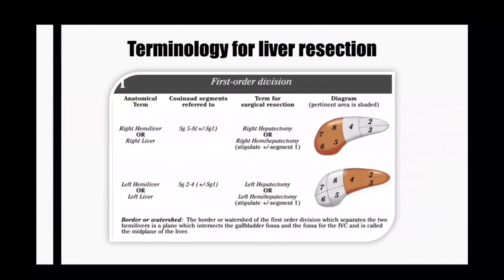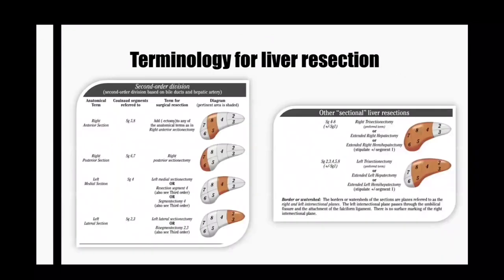With the concept of unification of the dividing system, the liver resection terms are also unified. So if we resect the right hemiliver, it's called right hepatectomy or right hemihepatectomy. And for left hemiliver resection, it's called left hepatectomy or left hemihepatectomy. And for each, we should mention if we resect the caudate lobe or not. If we resect the sections, then it's called sectionectomy, and the more accurate term for this is trisectionectomy.